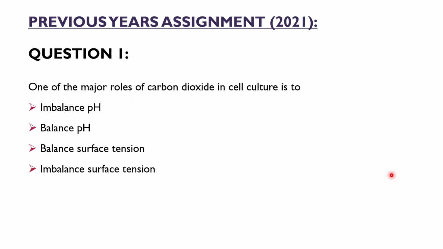Moving on to the questions, now we'll be discussing the questions from the year 2021. This is our first question. You can answer in the chat box, and we will discuss what the right options are. The first question is: one of the major roles of carbon dioxide in cell culture is to, and we have four options here: imbalanced pH, balanced pH, balanced surface tension, and imbalanced surface tension. You can write in the chat box what you think the right answer is, and then we will discuss.